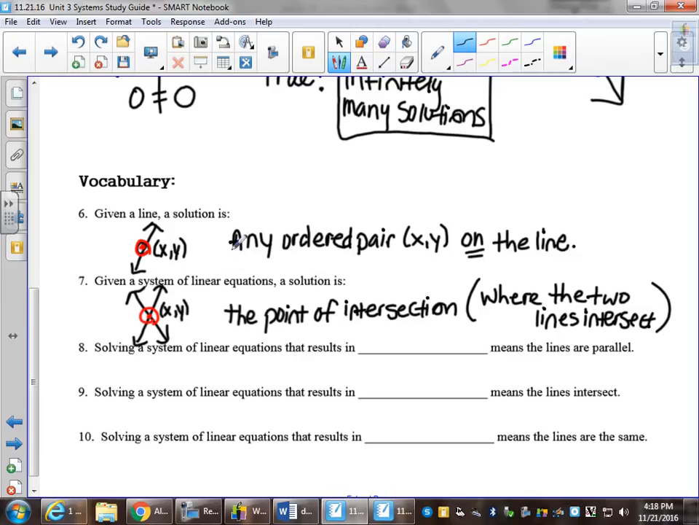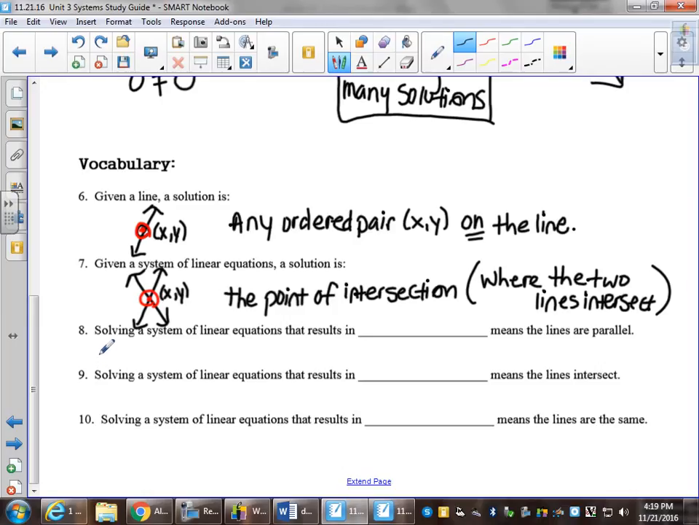So big difference. Here, when I just have a single line, it could be any ordered pair on that line. Any point on this line counts. But a system, it's just where the two lines intersect, just that single ordered pair.